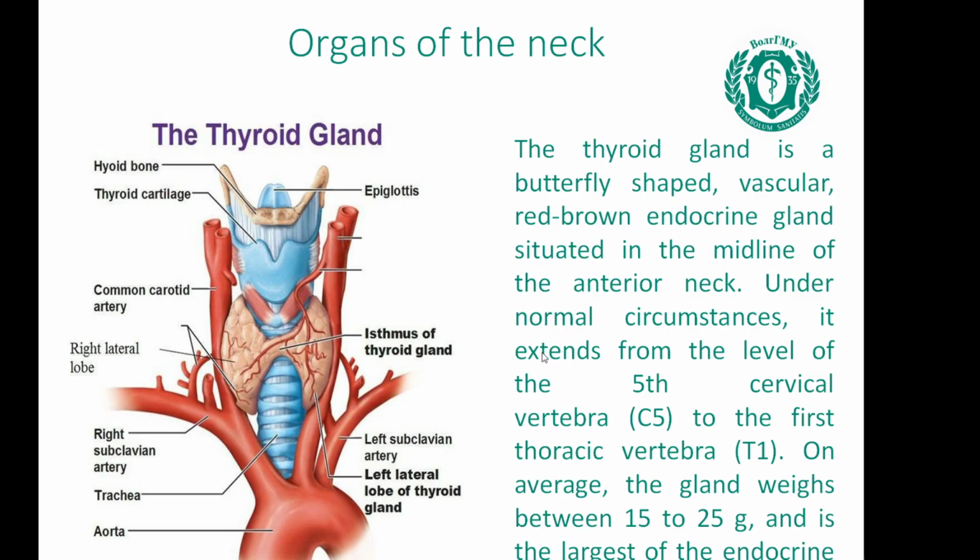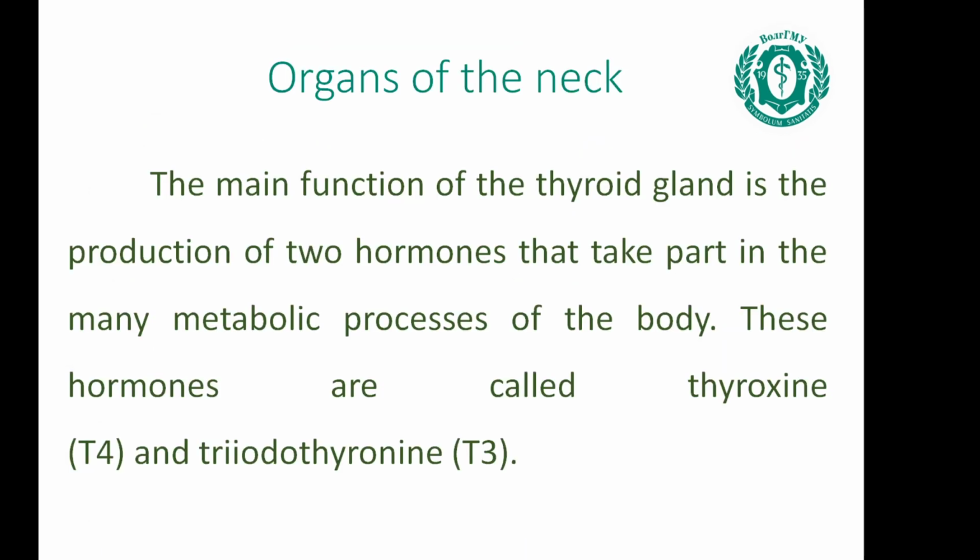The thyroid gland is a butterfly-shaped vascular red-brown endocrine gland situated in the middle of the anterior neck. Under normal circumstances, it extends from the level of the fifth cervical vertebra to the first thoracic vertebra. On average, the gland weighs between 15 to 25 grams and is the largest of the endocrine glands.